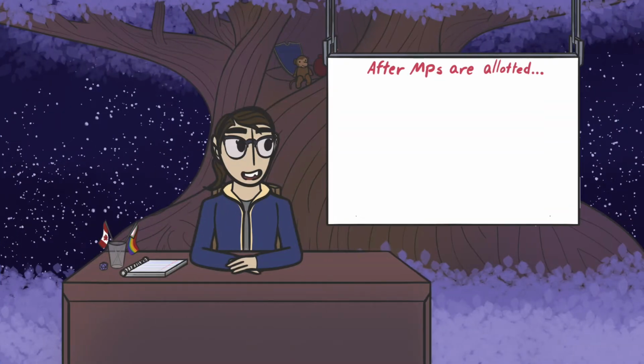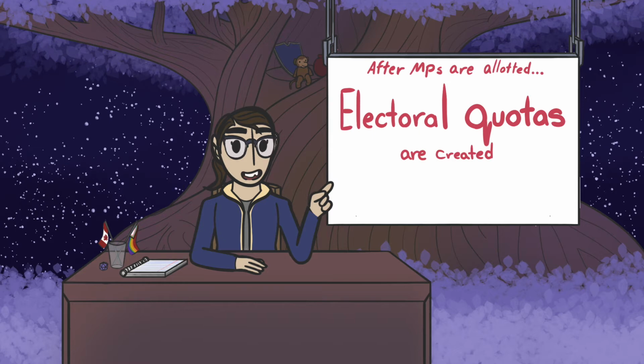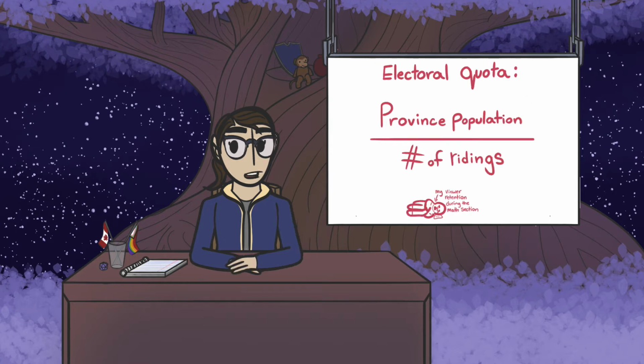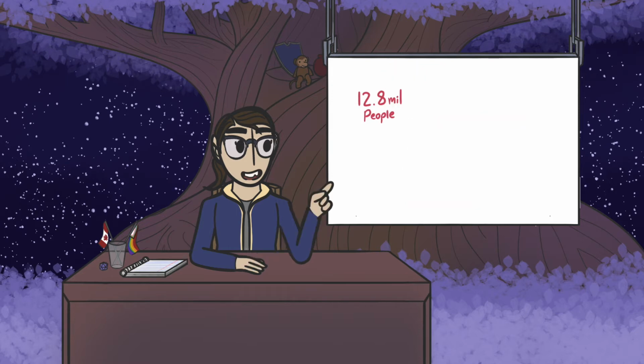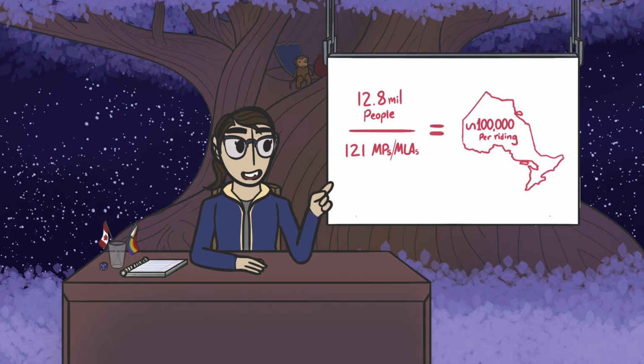Once every province has been allocated their new number of MPs, the Electoral Boundary Commission of each province can create an electoral quota. Think of an electoral quota as a guideline for the population of each riding, and it is essentially the total population of the province divided by the number of ridings allotted to them. For example, Ontario's population in the 2011 census was about 12.8 million people, and it was assigned 121 seats, and so its quota was around 100,000 people per riding.